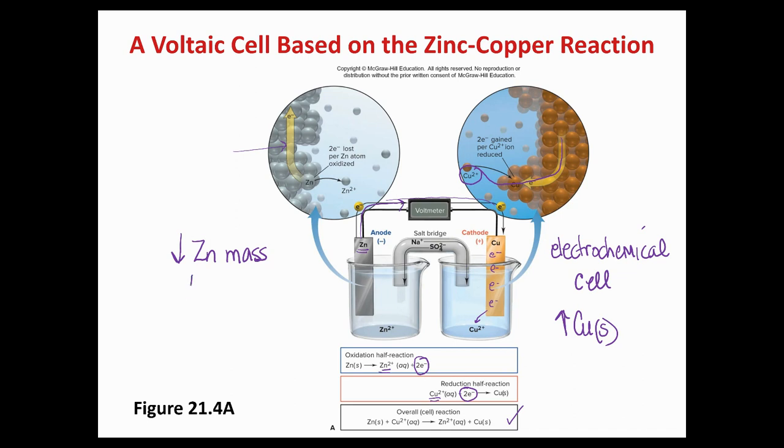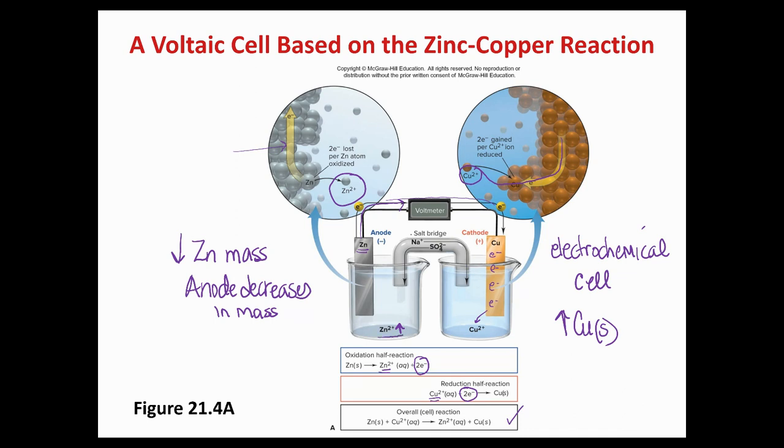So the anode decreases in mass. The other thing that happens, you see how zinc 2+ is formed? It's going to increase in amount of positives, and that's going to prevent over time the desire of the electron to go through the wire if this starts to increase in positive charge.